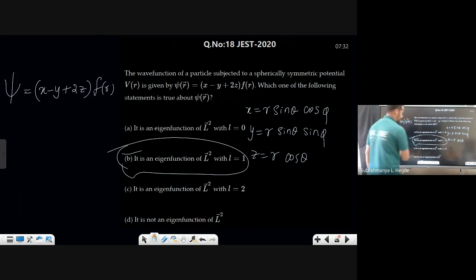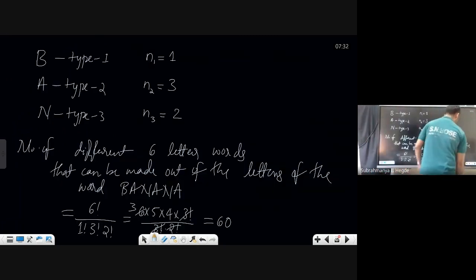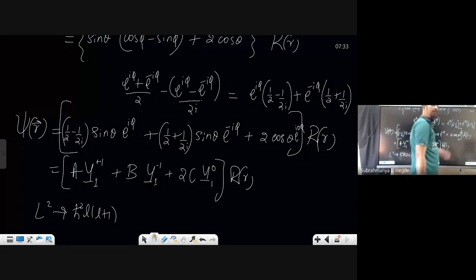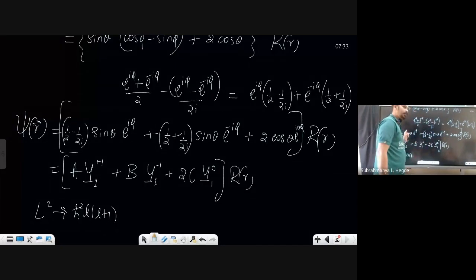Very simple question actually. Only the spherical harmonics are what we need to remember, and very few of them. I told you, you don't have to remember the whole table. At least you should detect that this is Y1 plus 1, Y1 minus 1, and this is Y10. Now, this is a linear combination of L squared eigenstates with eigenvalue ħ squared 1 into 1 plus 1, that is, 2ħ squared.